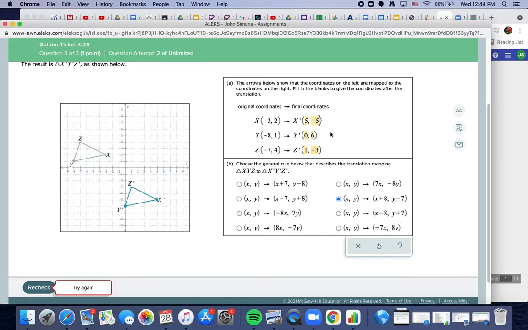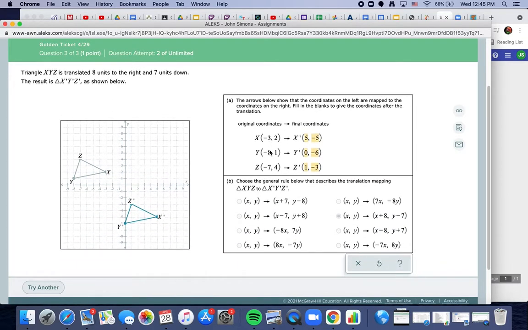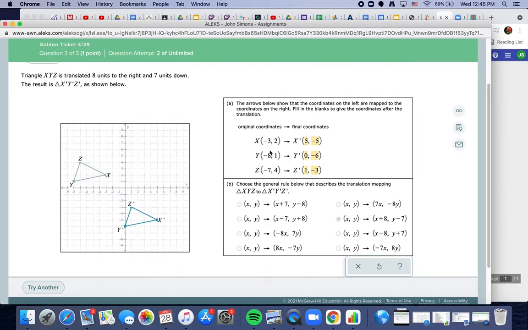So, I wonder why it doesn't like the answer. Oh, you know what it is, this one right here, this Y, it's 1. This is supposed to be -6. There we go, guys. There's my error. Yep. All right. So, again, lots of ways to mess up with these.